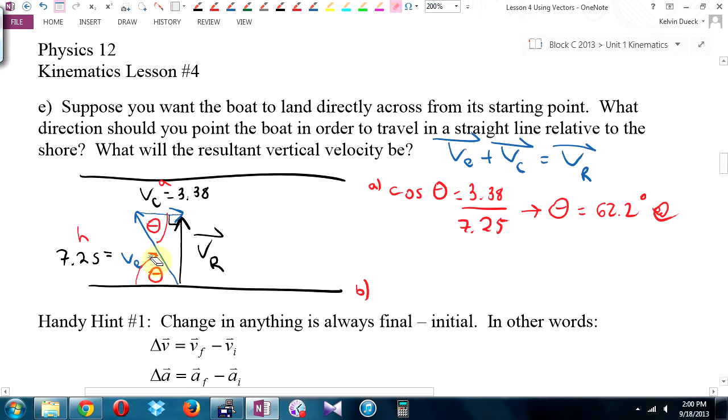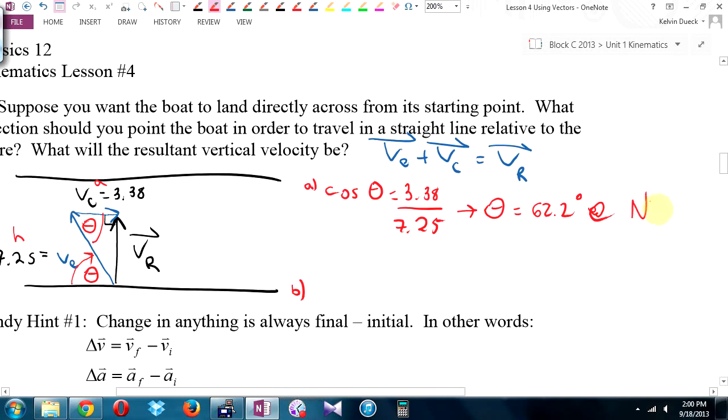How could I describe this angle right here? North of south, east of west, what of what? North of west would be right. That's which way I want to point the boat. I want to point the boat into the current at an angle of 62.2 degrees off the shore. There's another way you could have described it, but I went with north of west because we did draw compass rose earlier. Is that okay?